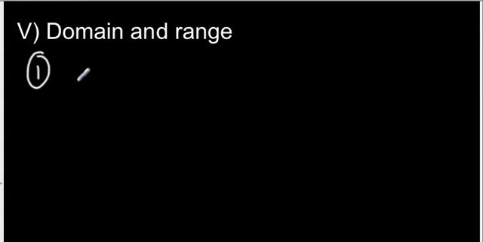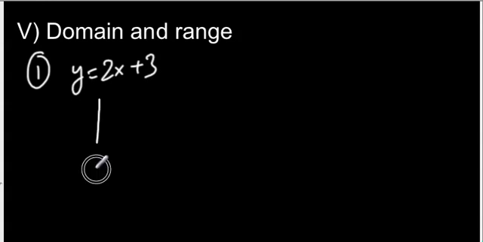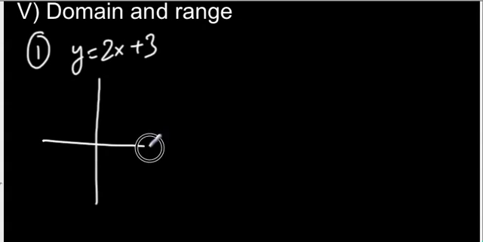So the first one was y equals 2x plus 3. So now I just gave you the equation. The best thing to do whenever you have an equation is always draw it out. So we have that over here. So this is your x-axis, this is your y. We kind of know that our y-intercept is 3, right? And we know our slope is 2, so we know it's just sloping up.